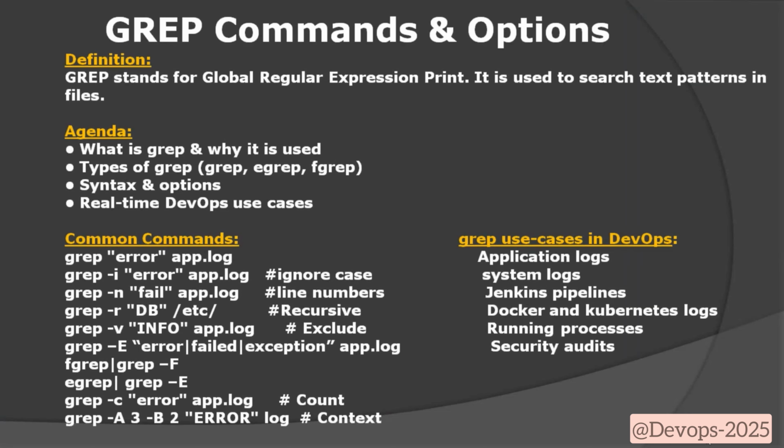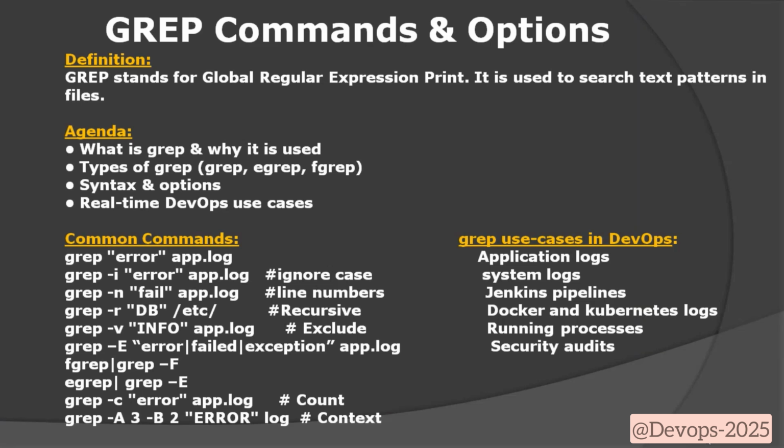Now, what is grep? Grep stands for Global Regular Expression Print. It is a Linux command used to search, filter, and extract specific text patterns from files or command outputs. So the main thing is that it is used to search for specific patterns in text. That is where grep plays a major role in Linux, application logs, or any text files.